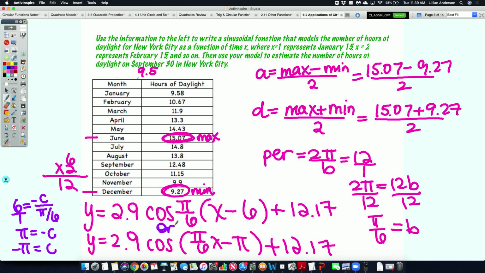Now it says to use your model to estimate the number of hours of daylight on September 30th in New York City. Well, in this case, x is equal to 9.5. So that means we need to plug in 9.5 to figure out the number of hours. This is straight in your calculator, okay?